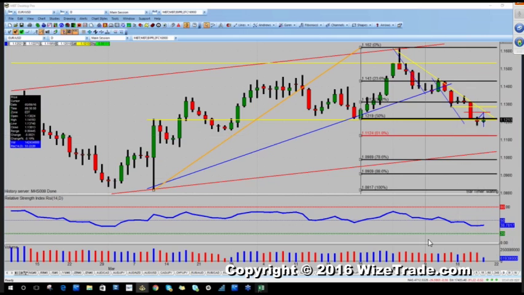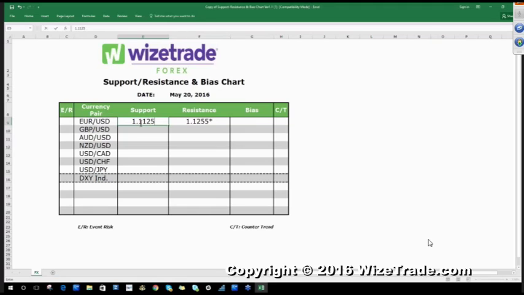111.25, which is major support. 111.80. Here, let me get rid of the asterisk. We can't use the asterisk today. Okay, so we're in a bearish trend, as you guys know. And again, if we break through 111.80, the next target that we have is 111.25.